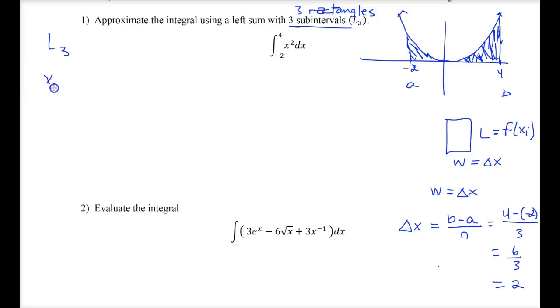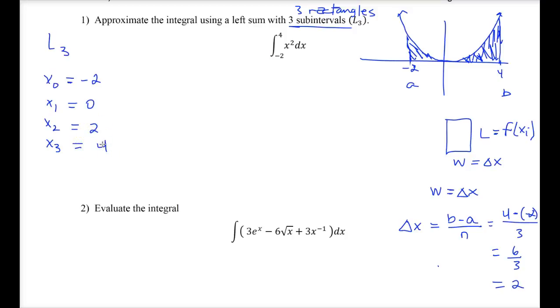Now we will start off with x sub 0 and go to x sub 1, x sub 2, and x sub 3. Okay. And so x sub 0 is always going to be the leftmost x value endpoint, so that's going to be -2. Since the width in between each rectangle, or when each subinterval starts, is going to be a distance of 2, then I know that if I add 2 to -2, that gives me 0. And of course, if I add 2 to 0, I get 2. And if I add 2 to 2, I get 4.